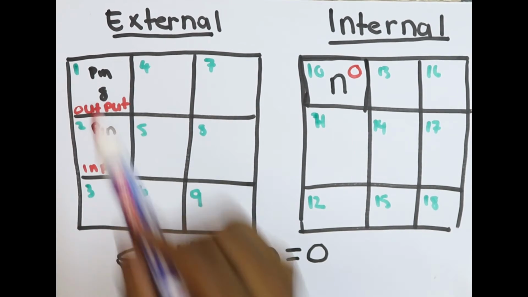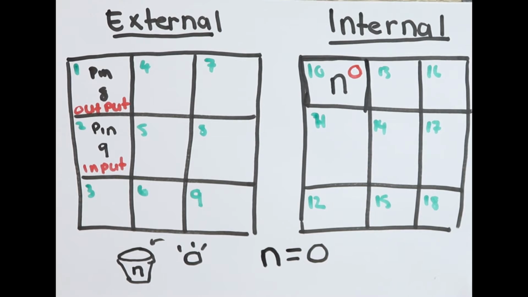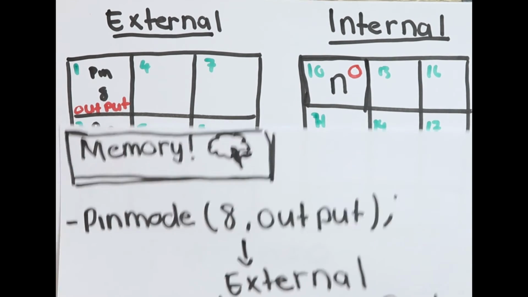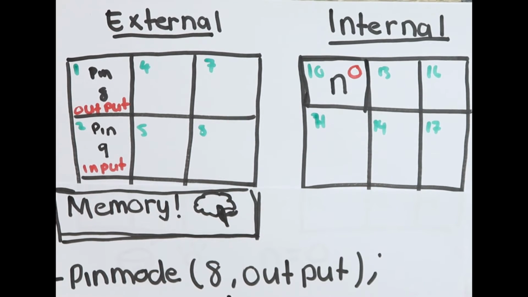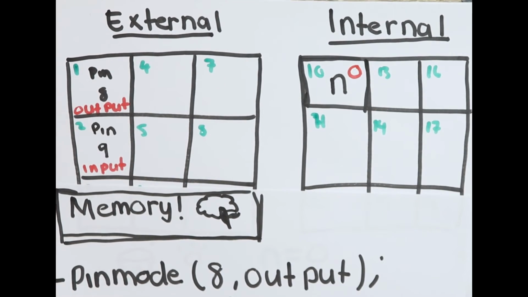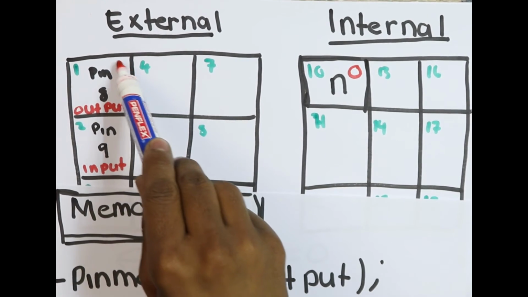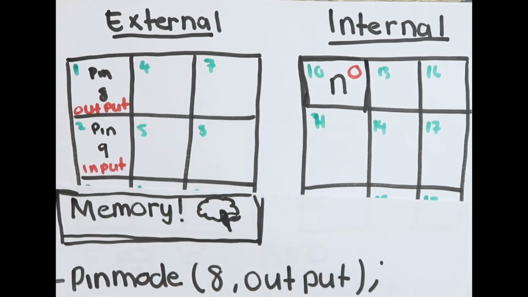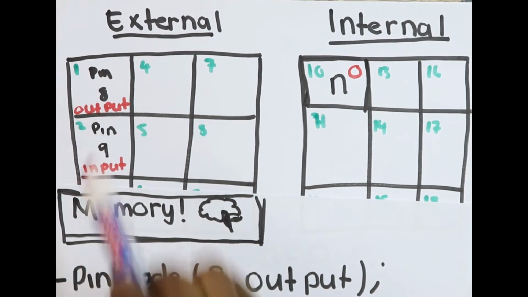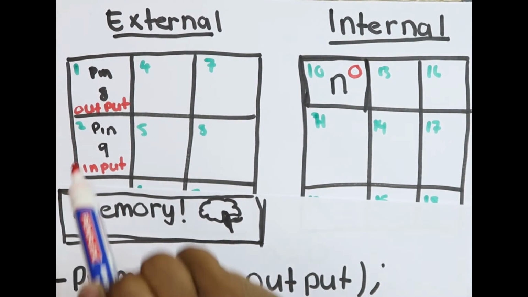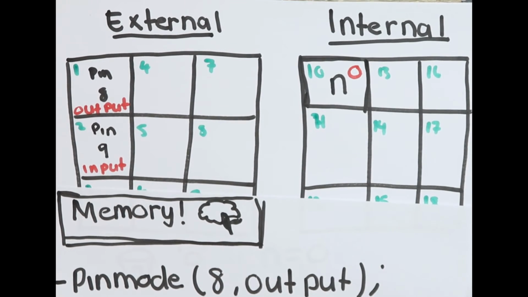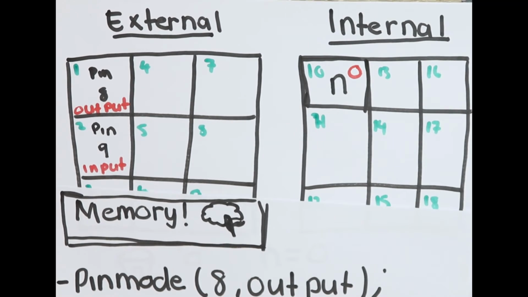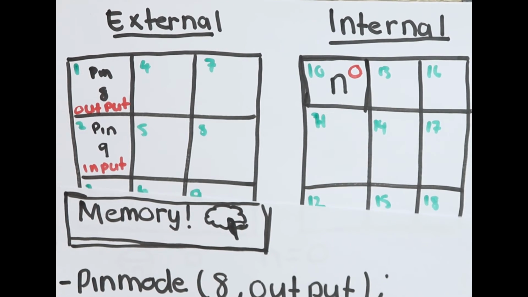On the other hand, this one says, go to the external side of the memory. Go to shelf number 1 and then create a space and enable it pin 8. And then over there, you're going to store all the information that has to do with pin 8. When pin 8 goes high, it will remember it there. When pin 8 goes low, it will remember it there as well.